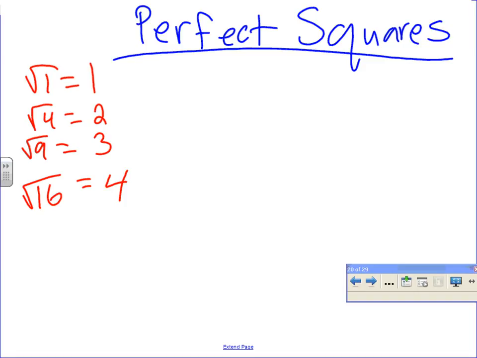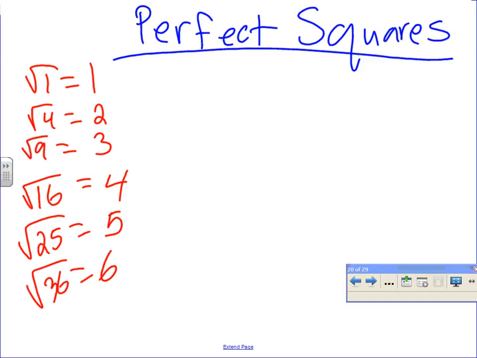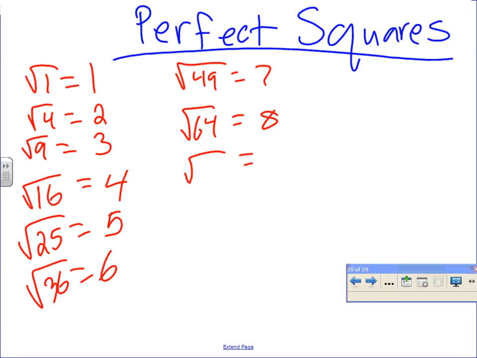Jake, what's the next one? Square root of 25, which is 5. Sage, what's the next one? Good. Square root of 36, which is 6. Travis, what's the next one? So 7 times 7? Good. Square root of 49, which is 7. Sam, what's the next one? Good. Square root of 64, which is 8. Next one, Matt. 9 times 9. Good. 81, which is 9.